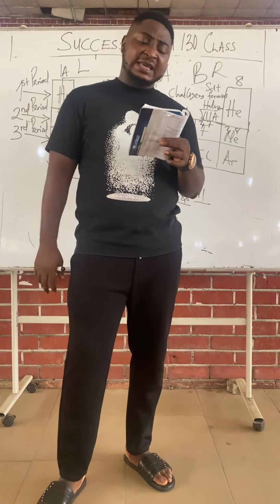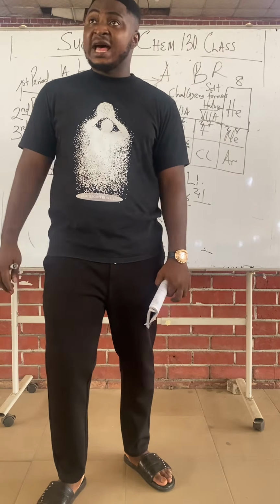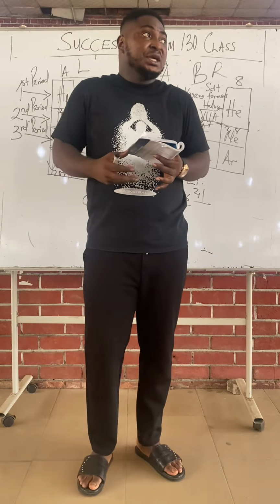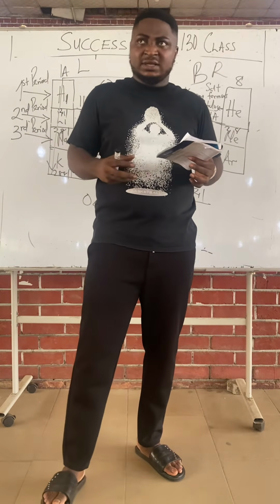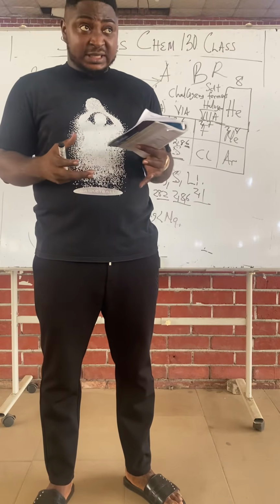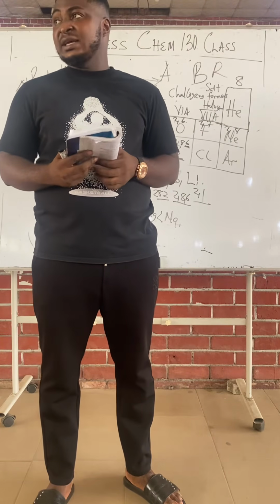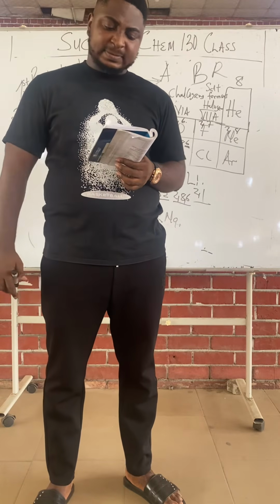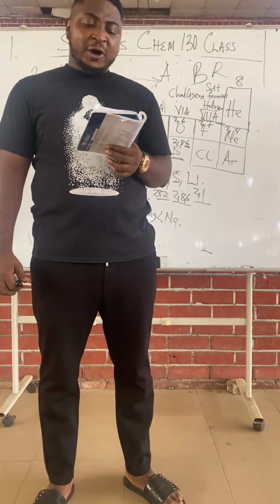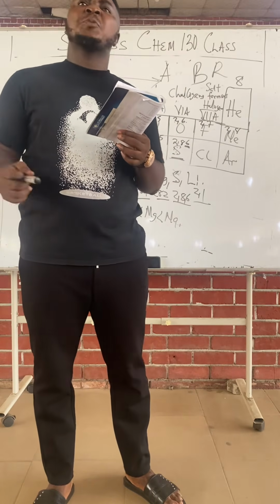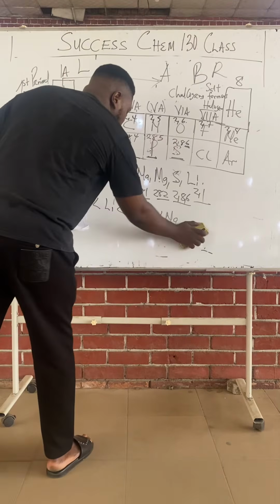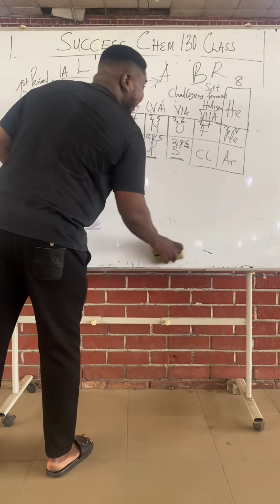Thereby reducing the size. This will result in the electrons being pulled in, thereby reducing the size. Therefore, a positive ion is always smaller than its corresponding atom.